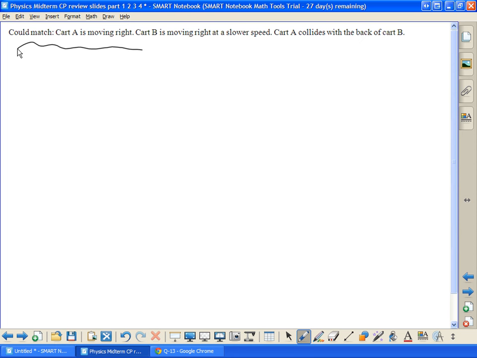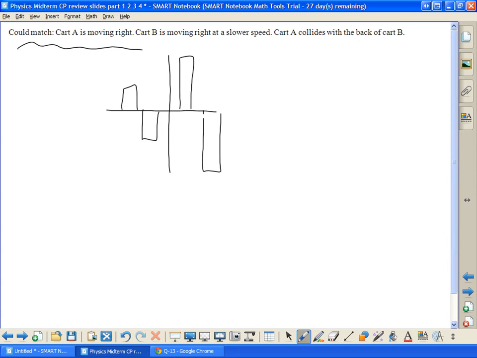So the word description is given, and you're going to be given a selection of charts. Maybe a chart that looks like this. For example, if we say this is the initial momentum of A, the initial momentum of B, the final momentum of A, the final momentum of B, as far as you can tell, could this chart match the situation where carts are moving as described? Take a minute. If you have any doubt, sketch what this describes.